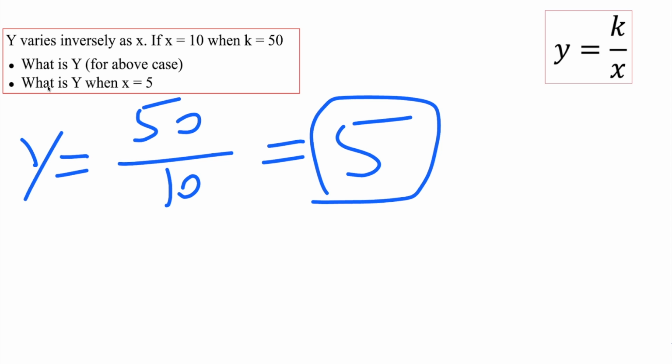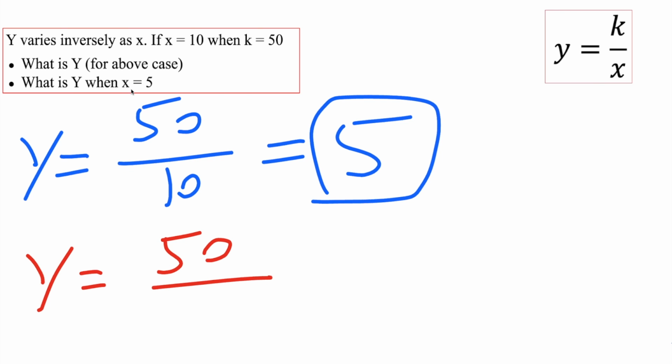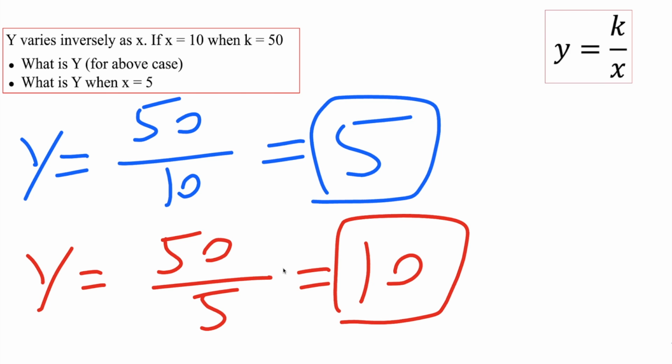Now our second part says, what is y when x is equal to 5? So we want to solve for y when x is equal to 5. And again, k is a constant. It does not change. So k is still 50. So let's say y is equal to k, which is still 50, divided by x, and x is 5. 50 divided by 5 is 10. So for the second part of the question, the y value would be 10. And that's pretty much it regarding inverse variation.